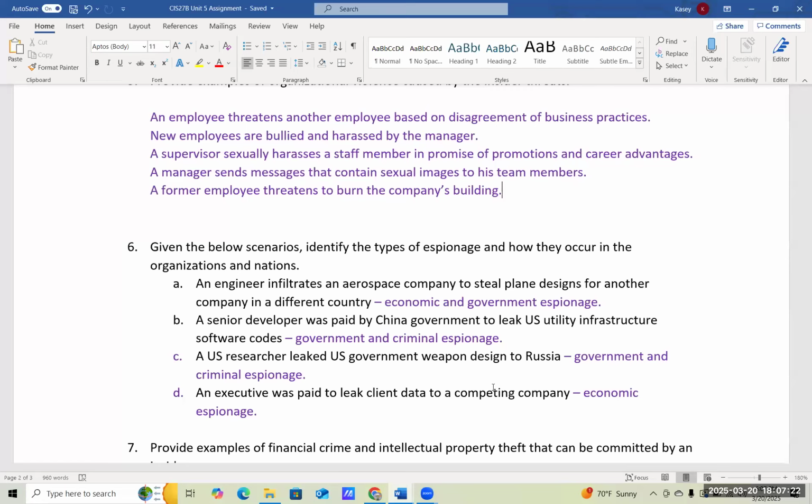And then a senior developer was paid by the China government to leak US utility infrastructure software code. And that's government and criminal espionage. And then a US researcher leaked a US government weapon design to Russia, and that's government and criminal espionage. And then lastly, an executive was paid to leak client data to competing companies. That's economic espionage.